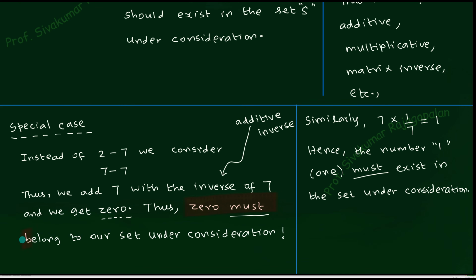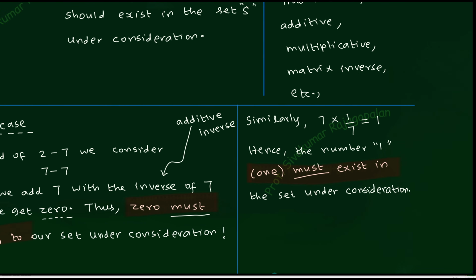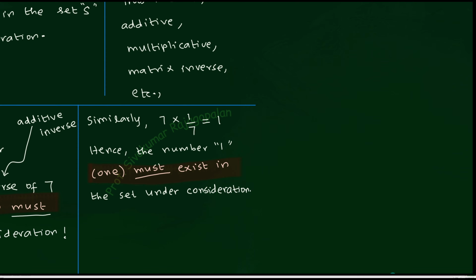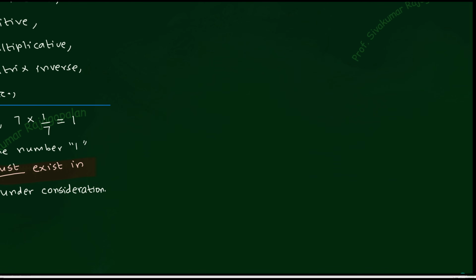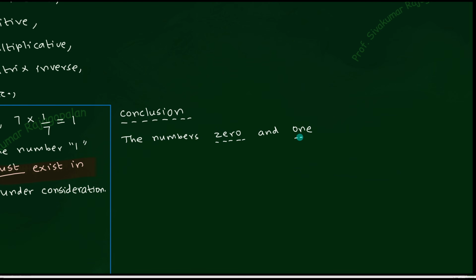Whatever result you are getting, that 0 must belong to the set under consideration. Similarly, if you are going to consider multiplication, 1 must exist in the set under consideration. If it does not exist, that's all gone. There is no group. Group theory is not there. You don't have a vector space. Gone. That's what it is. It's very fundamental. These are the things that should exist. If that number itself does not exist, then you cannot perform further calculation. So let us write down this conclusion once the things are clear.